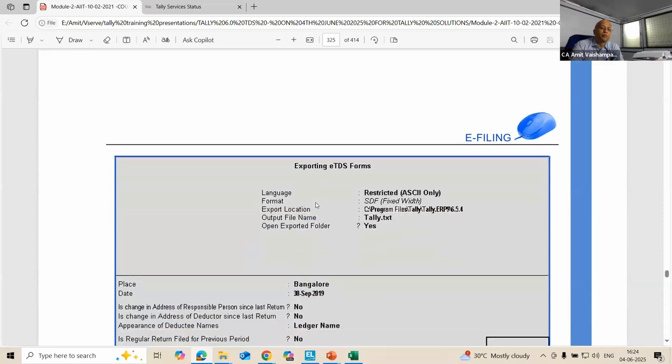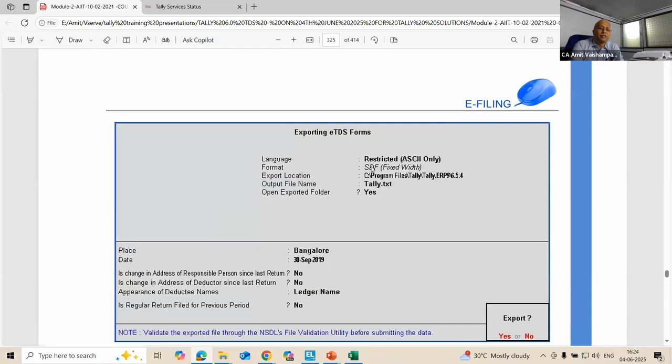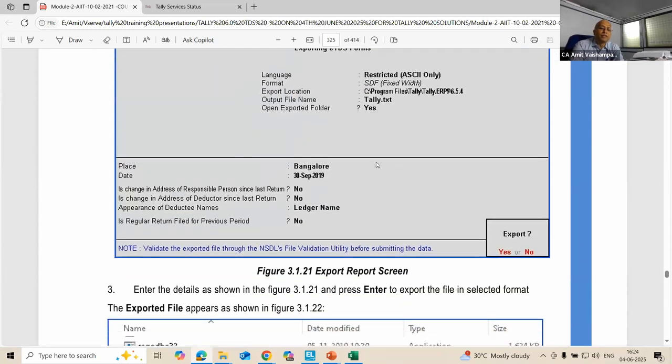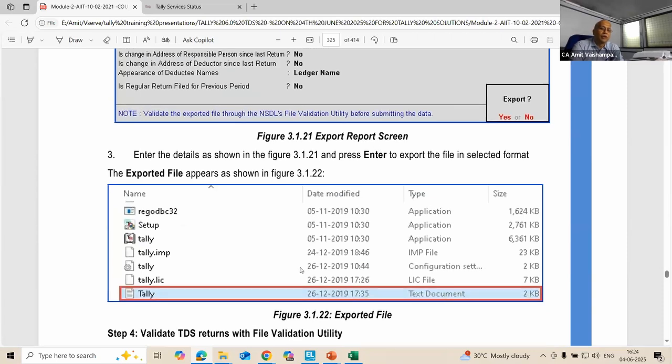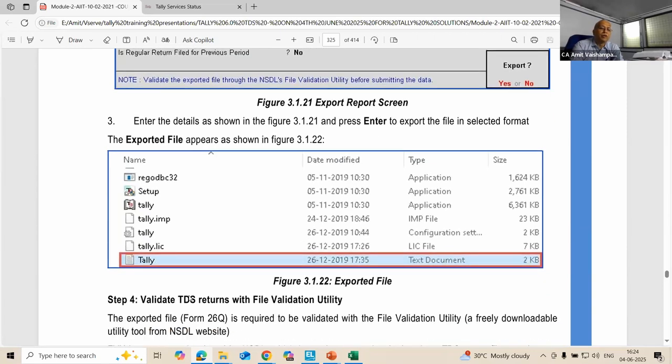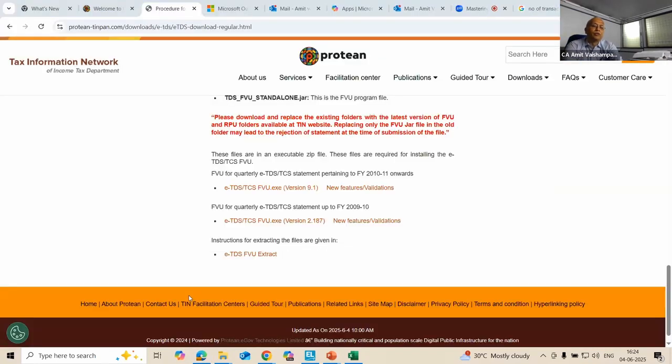So this is how the export of TDS e-format comes after that e-return, and what you get is an SDF file. This SDF file gets saved in the Tally folder by default, as shown here as a Tally text document. The same can be validated using this NSDL utility, FUV, the file validation utility. This is the file validation utility currently available.